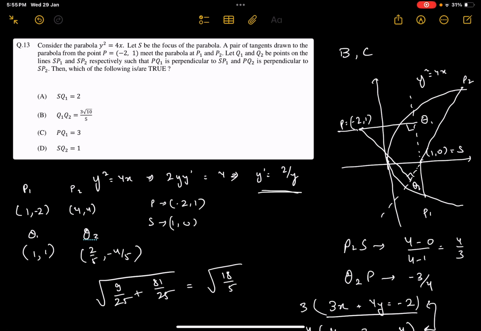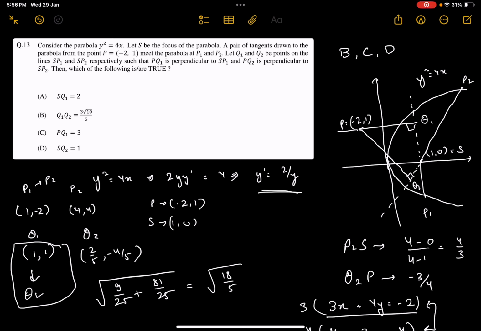And SQ2. There is an ambiguity here. If we take this point as Q2 and this point as P2, and these P2 and Q2 as P1 and Q1 respectively, we get the option, because S is (1, 0), then Q2 would be (1, 1), and in that case D option is correct. But I think the question could have been more clear.